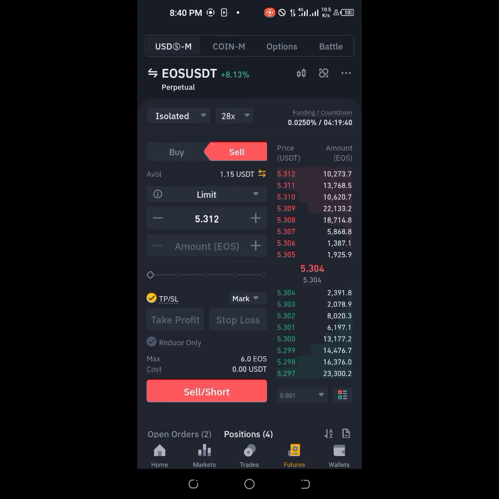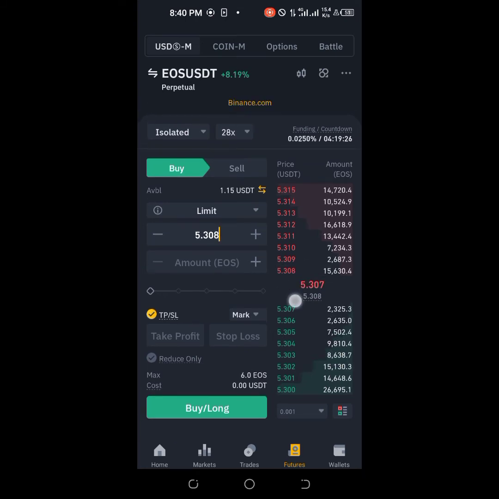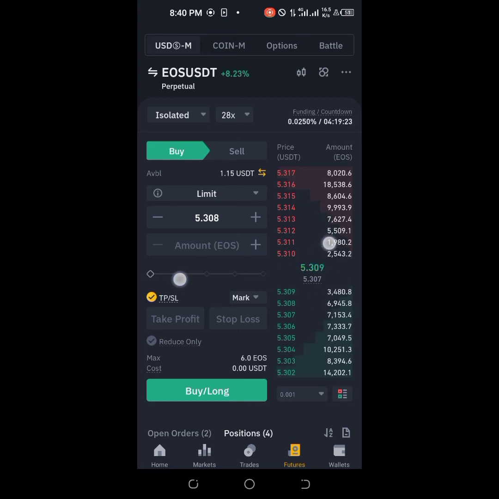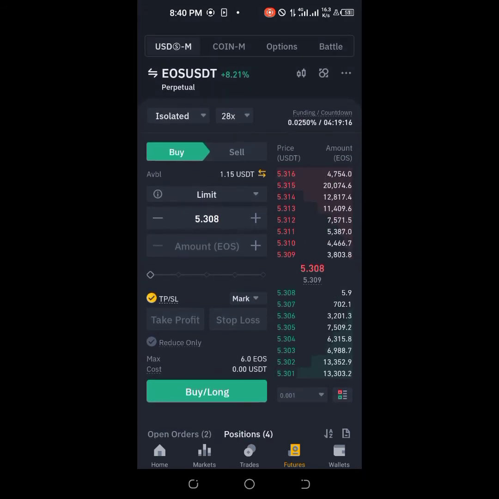That is when, assuming you bought EOS at $4.5, and EOS rose to $5.3. This point you are seeing here is the current market price of EOS. So what it means now is like this: if you bought EOS when it was 4.5, and EOS rose to 5.31, this part here, you are on profit. So if EOS now drops down again to $4.9, you will still be in profit. Hope you get my point.